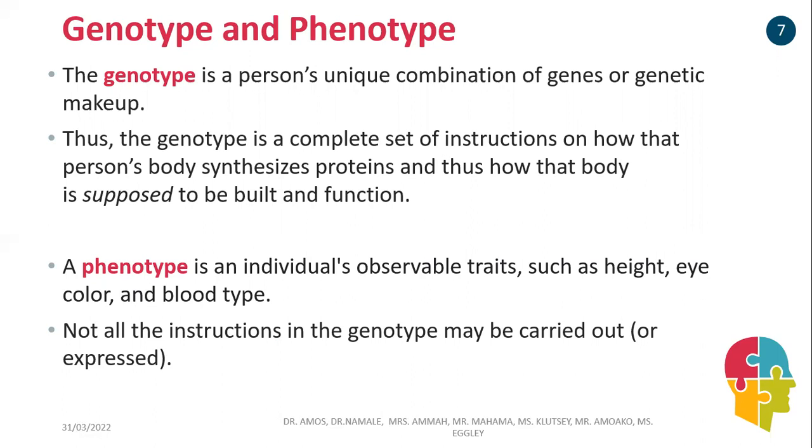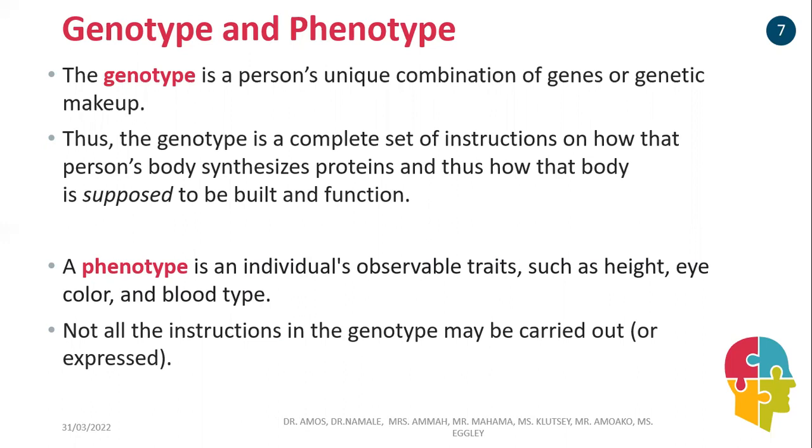Now, phenotype, on the other hand, is the opposite of genotype. And so phenotype refers to the expression of what? The things or the instructions within your genotype. And so I say that it is an individual's observable traits such as height, eye color, blood type, etc. And remember that it is not every instruction in a person's genotype that is expressed or carried out.